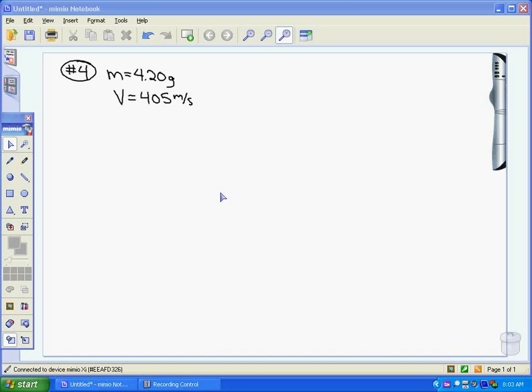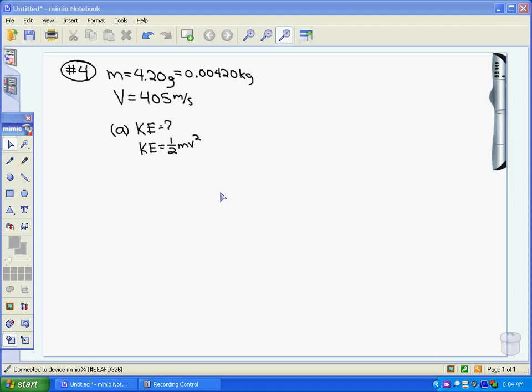Now, part A asks, what is the kinetic energy of the bullet as it leaves the rifle? It's asking for kinetic energy. Kinetic energy is just going to be equal to 1/2 mv squared, but it's going to be in joules. In this case, we don't use grams. We actually have to use kilograms. So converting this, remember, move it 3 decimal places to the left, and you get 0.00420 kilograms is the equivalent mass.